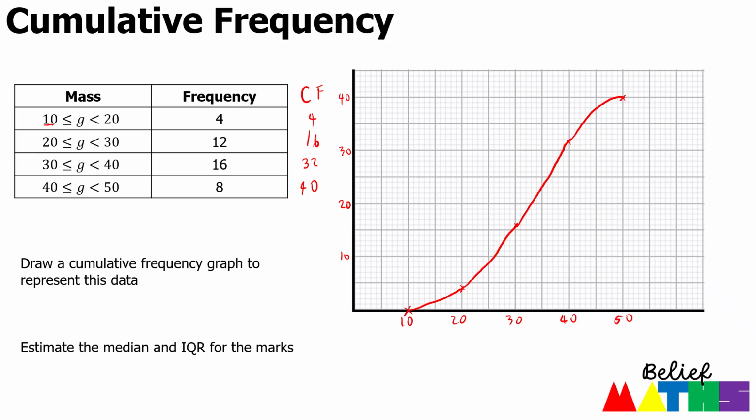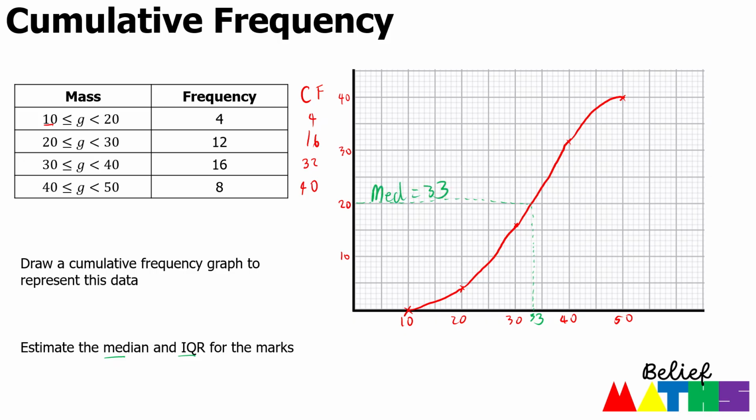Next, we're asked to find the median and the interquartile range. Well, the median is the middle, so half of the people is 20. So we can come across at 20 and come down. And that gives us an answer of 33 for the median. So median is equal to 33.